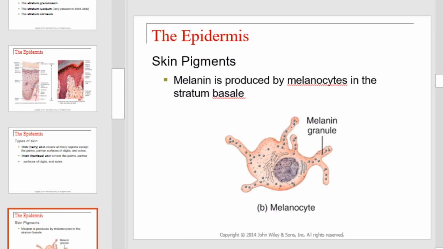Skin pigments. Melanin is produced by melanocytes in the stratum basale. The amount of melanin produced by the melanocytes is genetically determined. That melanin secretion can also be influenced by environmental factors, such as exposure to ultraviolet light.